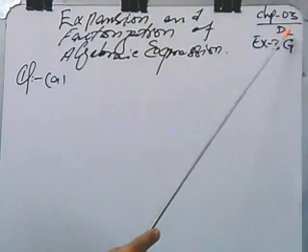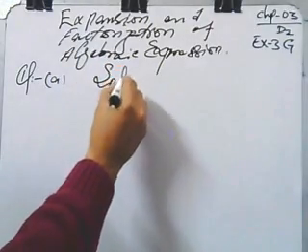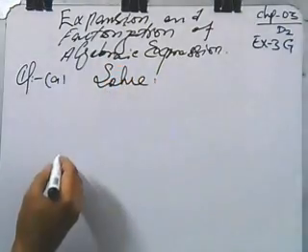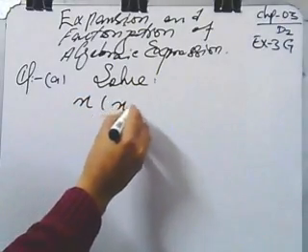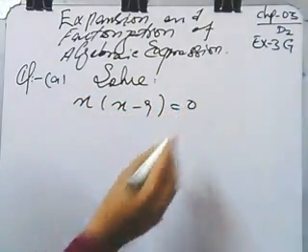Today we will discuss chapter number 3, book D2, exercise 3G. Question number 1A. So please open your textbook and see question number 1. Solve x into x minus 9 is equal to 0.